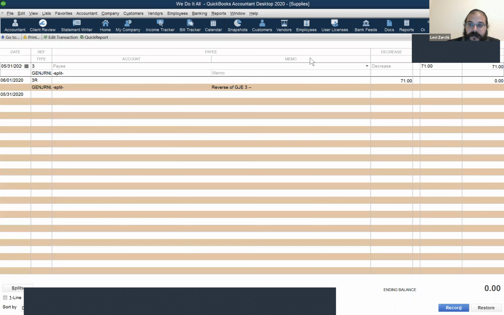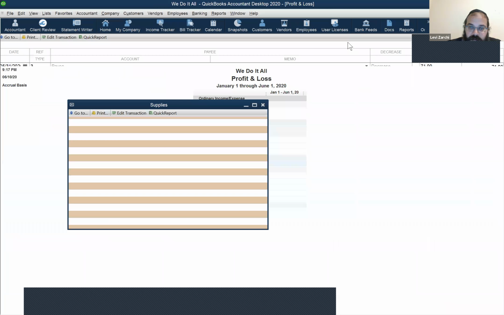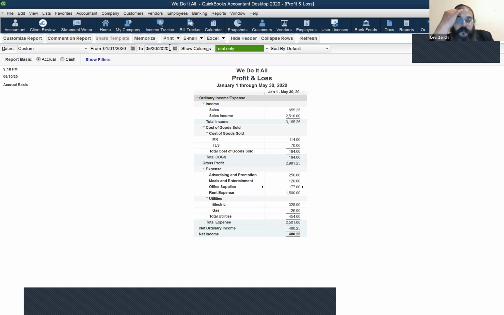So we have here now, let's go back to our P&L. Profit and loss. Going to profit and loss, I see here on 6-1, is there depreciation expense? Yes, it has depreciation expense at 6-1. It has it there on 5/31 of $100. If I go one day minus again, right? Well, the minus, it's not there. Okay, so you think I'm wrong, right?